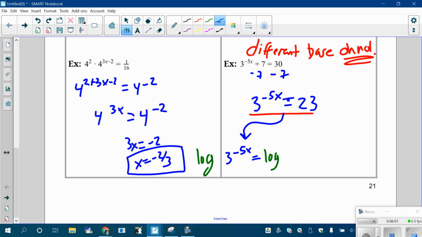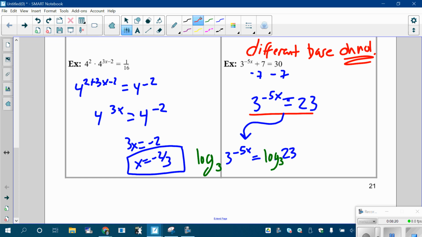I need to use logs here. So I'm trying to undo this exponentiation. And what I do to one side, I have to do to the other. So I'm going to log both sides. Specifically, I'm going to log base 3 both sides. Why log base 3? Well, because the base of my exponent was 3.